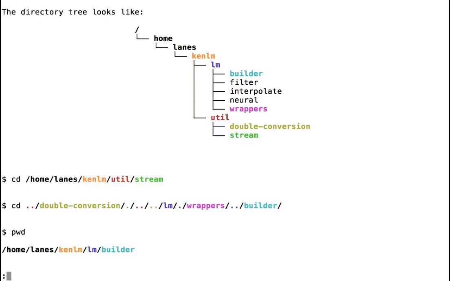And finally, builder is a subdirectory of lm. And so, ../double_conversion/./../../lm/./wrappers/../builder refers to /home/lanes/kenlm/lm/builder.